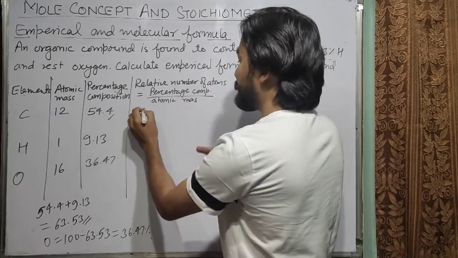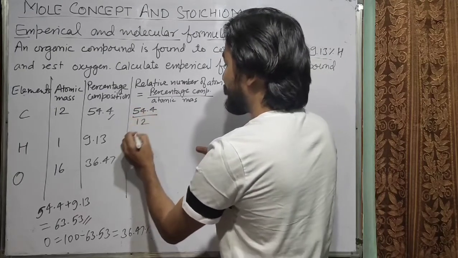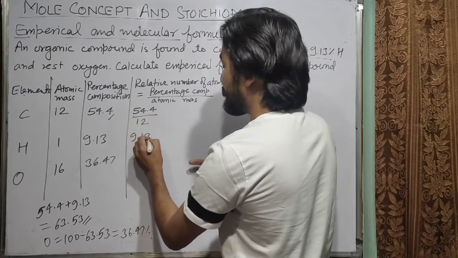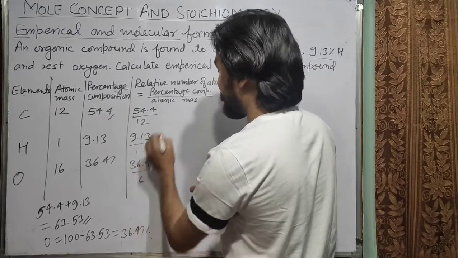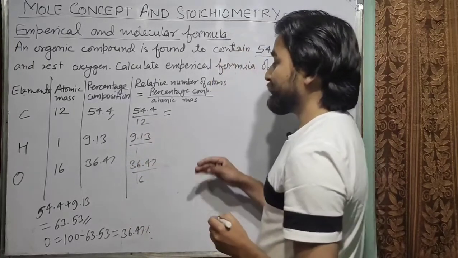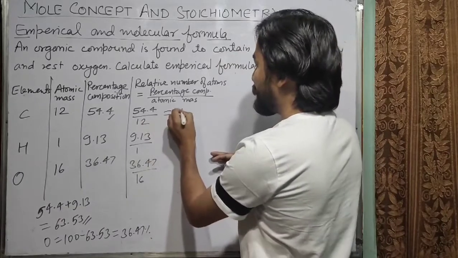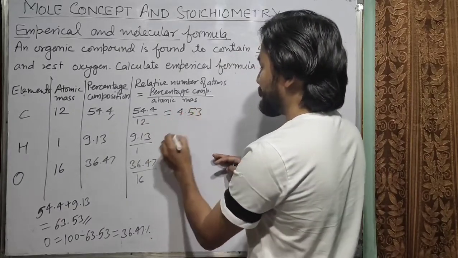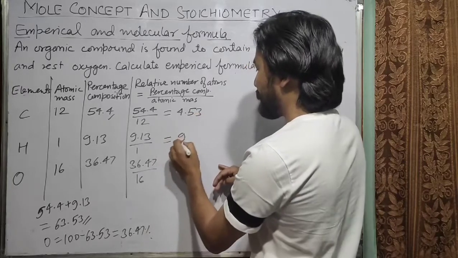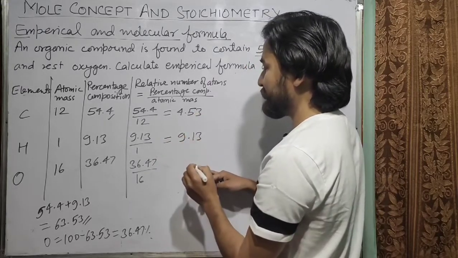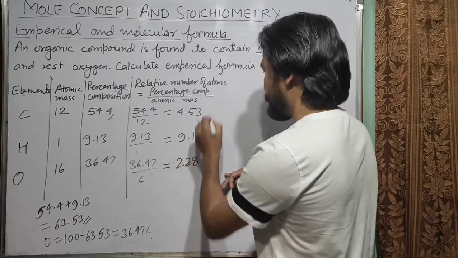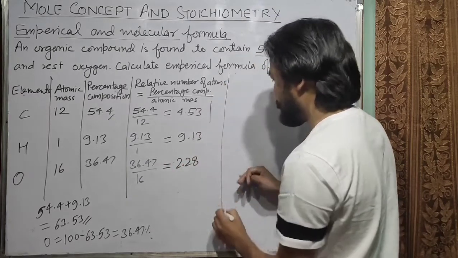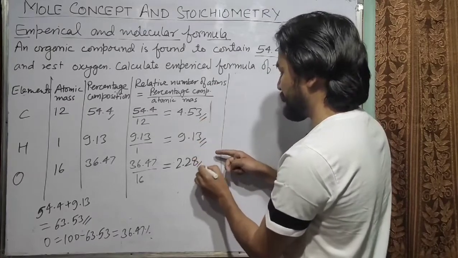So that will be 54.4 divided by 12, 9.13 divided by 1, and 36.47 divided by 16. You can calculate it very easily. So this will become approximately 4.53, this will become 9.13 already, and this will become 2.28. So this is the relative number of atoms.